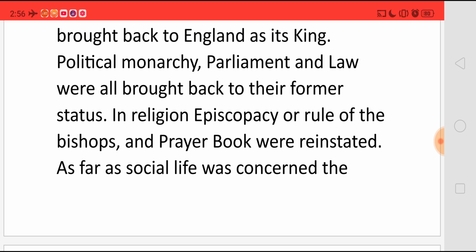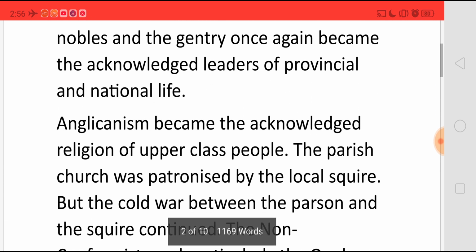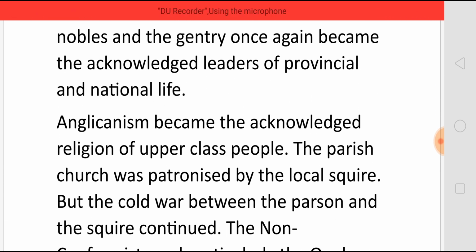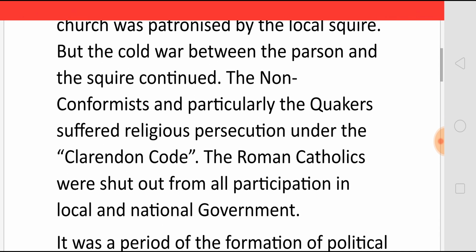brought back. And as far as social life was concerned, the nobles and gentry, once again, were recognized as leaders of the provincial and national life. Anglicanism was the acknowledged religion of the upper class people, and the parish churches all were patronized by the local squire. But anyway, the parson and the squire still continued their Cold War.